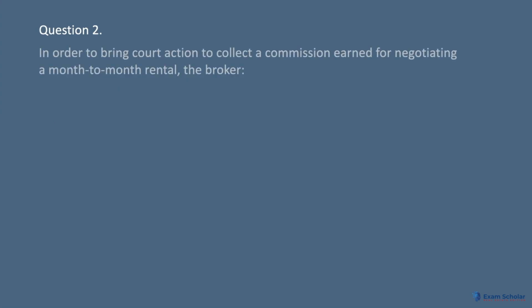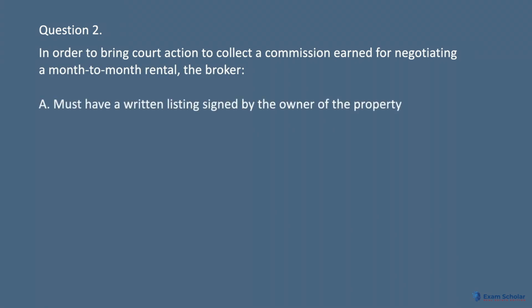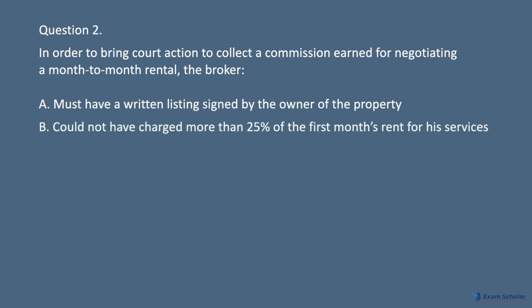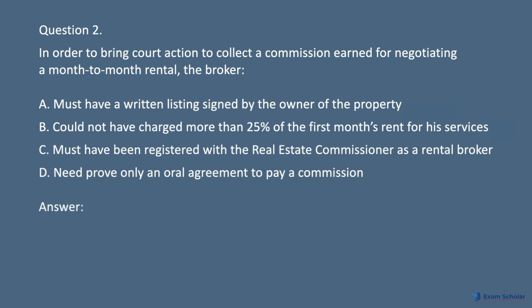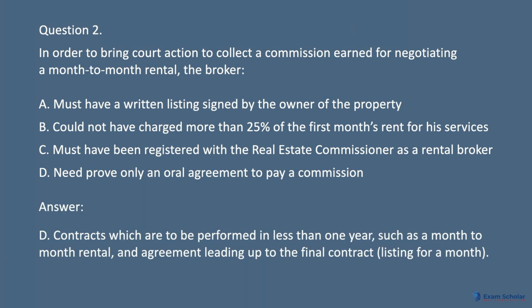Question 2. In order to bring court action to collect a commission earned for negotiating a month-to-month rental, the broker A. must have a written listing signed by the owner of the property. B. could not have charged more than 25% of the first month's rent for his services. C. must have been registered with the real estate commissioner as a rental broker. D. need prove only an oral agreement to pay a commission. Answer D. Contracts which are to be performed in less than 1 year, such as a month-to-month rental, and agreements leading up to the final contract, such as a listing for a month.